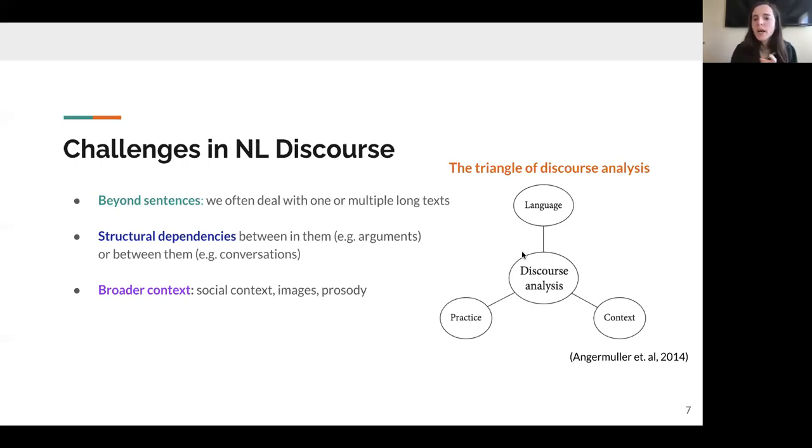So in this talk, I'm going to focus a lot on social context because this is the area that we work on. But this is generally applicable to other types of context. Let's say there's an image or a physical space surrounding the language event. That's also some type of context, or prosody when you're talking about speech.